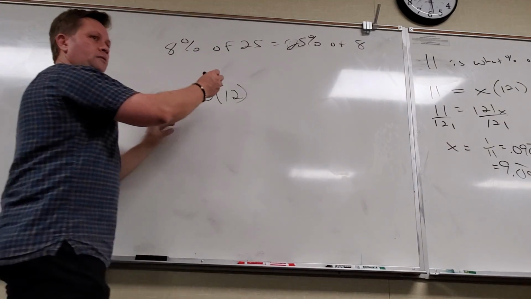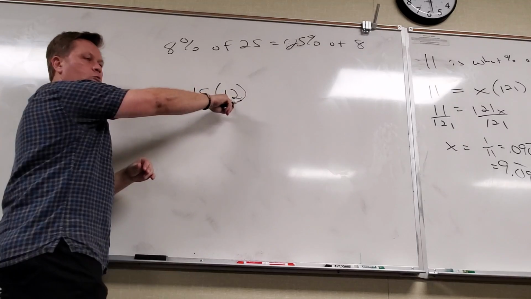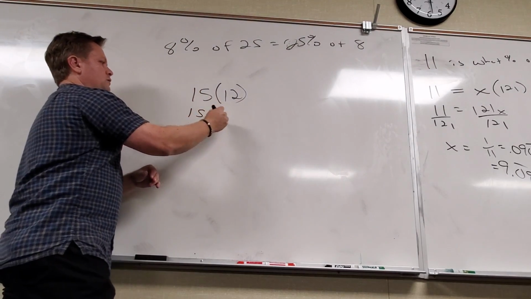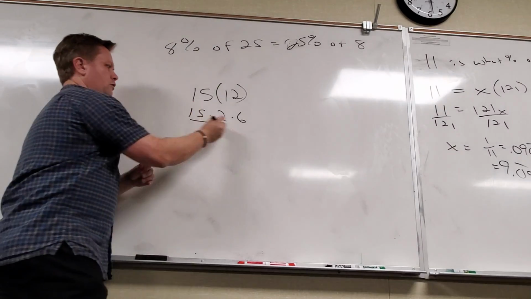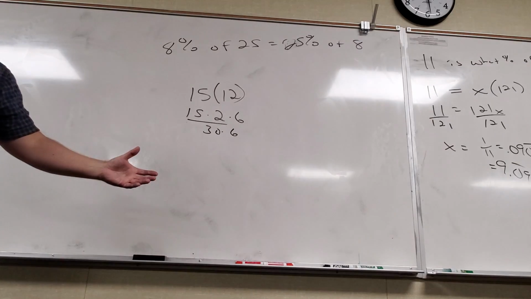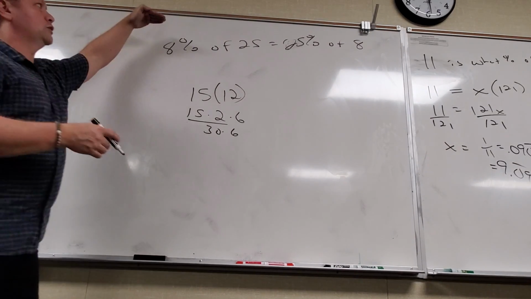But here's what I do. Take a factor of 2 away from 12 and put it here. Isn't this 15 times 2 times 6? Right? Isn't that 30 times 6? Isn't that easy? 3 times 6 is 18, put a 0 on it. Do you guys see that? That is what this is all about.